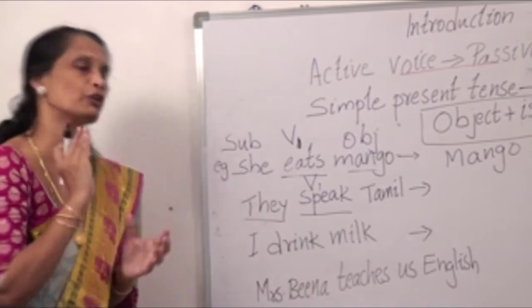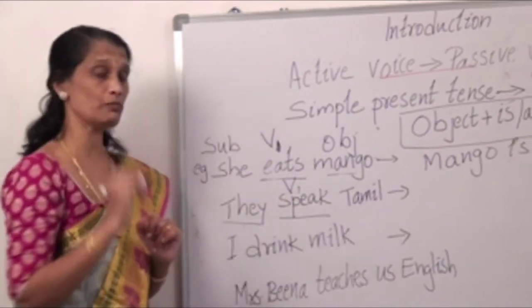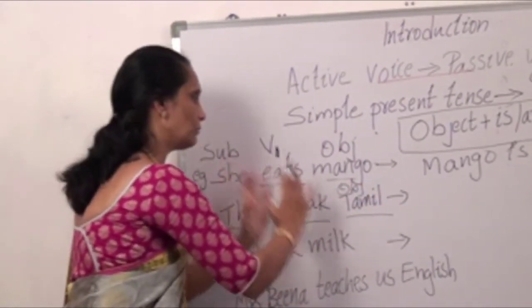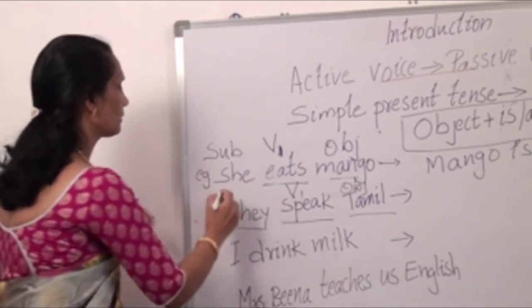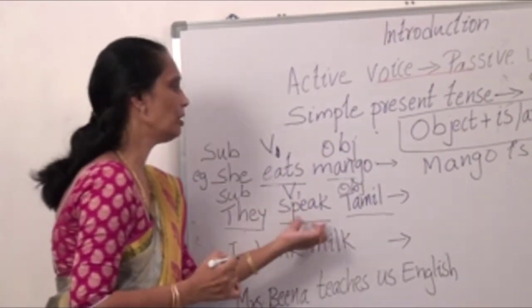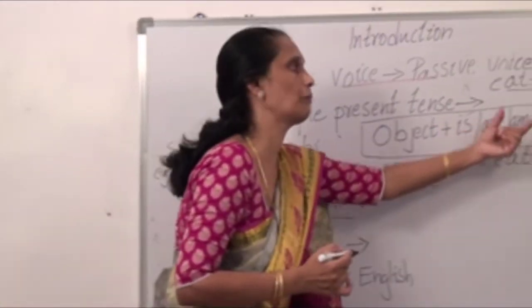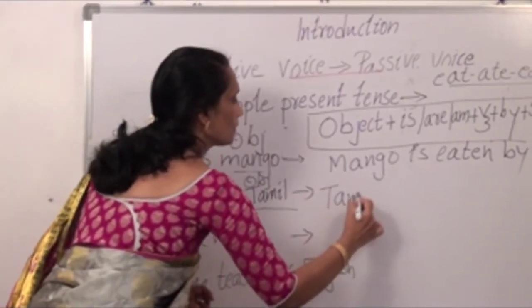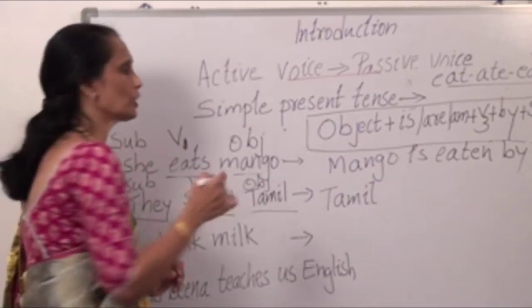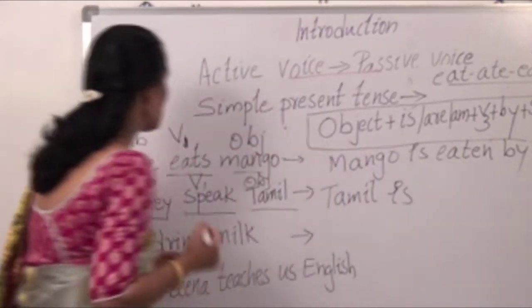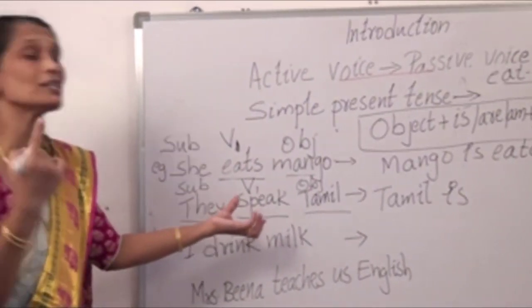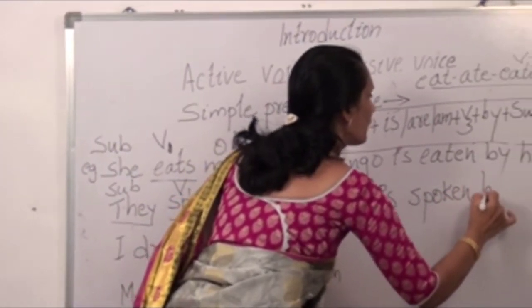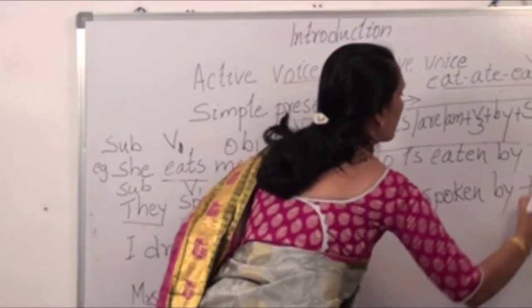And what is the object? Tamil is the object, because the verb is passed on to Tamil. So here we have subject, verb and object. What is the formula? Object plus is or am plus V3 plus by plus subject. Let us take the object Tamil. Is it singular or plural? It is singular. So Tamil is, and what is the V3 form of speak? Speak, spoke, spoken. Tamil is spoken by they, meaning by them.